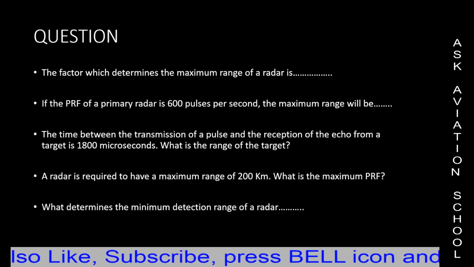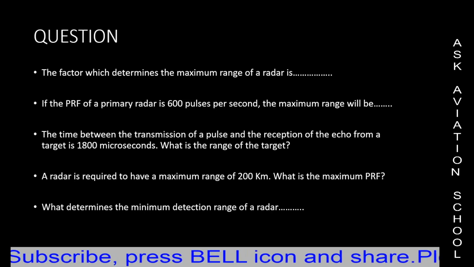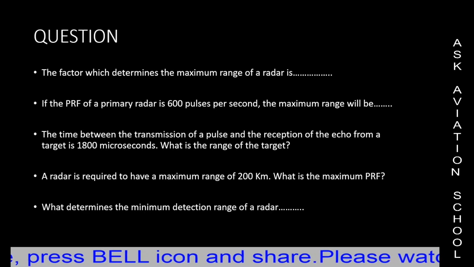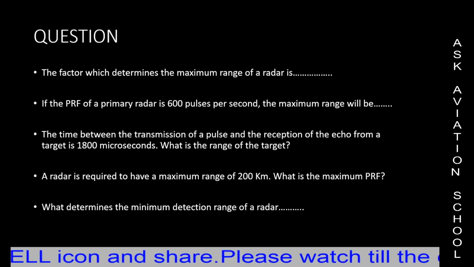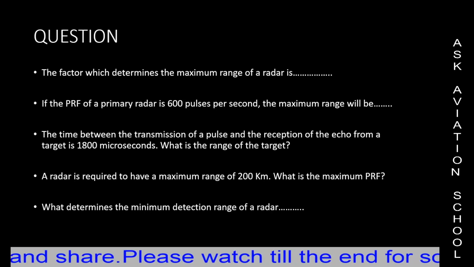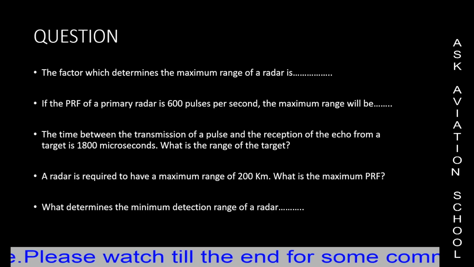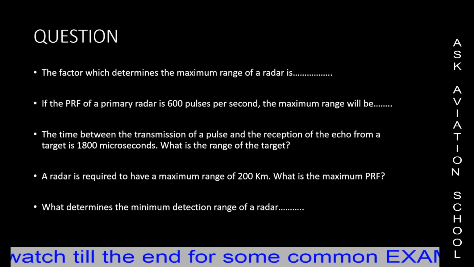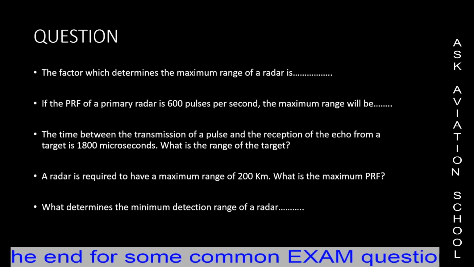Some of the questions we can expect are: what is the factor which determines the maximum range of a radar? If the PRF of a primary radar is 600 pulses per second, find out the maximum range of the radar. The time between the transmission of a pulse and the reception of an echo from a target is 1800 microseconds. Then what is the range of the target? A radar is required to have a maximum range of 200 kilometers. What will be the maximum PRF? What determines the minimum detection range of a radar?